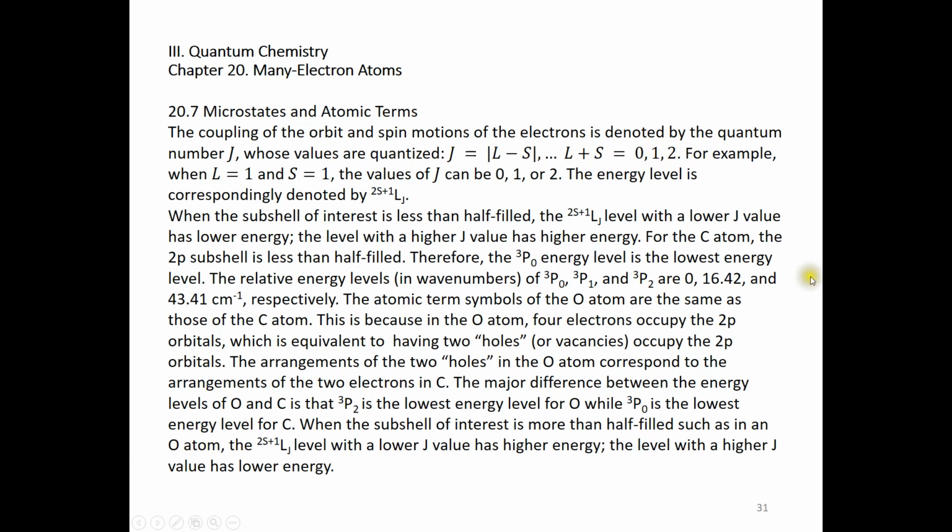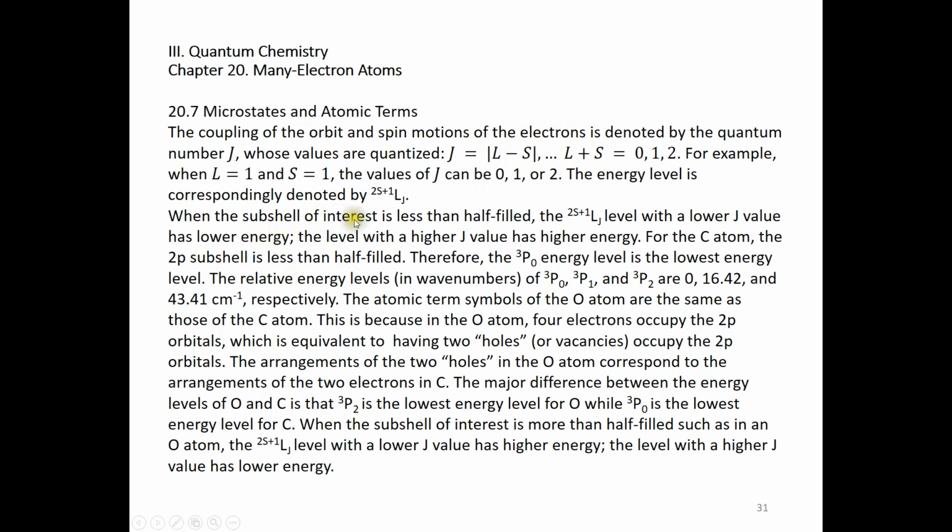The energy levels now become this. L is the angular momentum. 2S plus 1 is the spin multiplicity. And J denotes the coupling between the orbital motion and the spin motion. And again, J has a range from the difference between L and S to the sum of L and S.